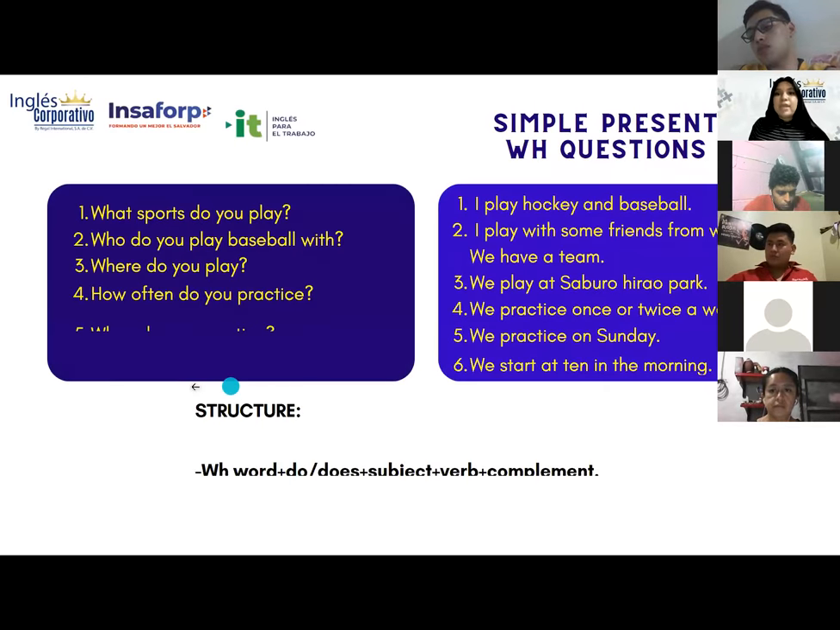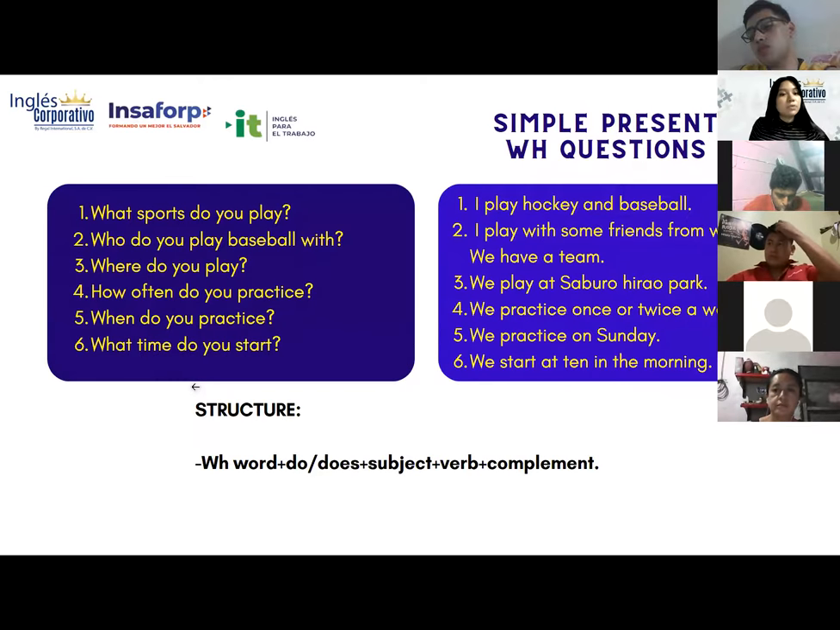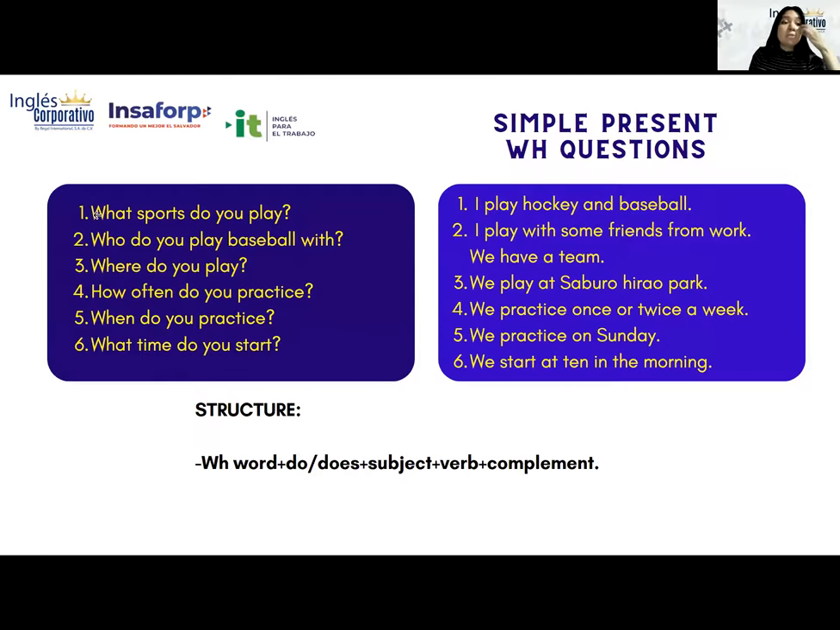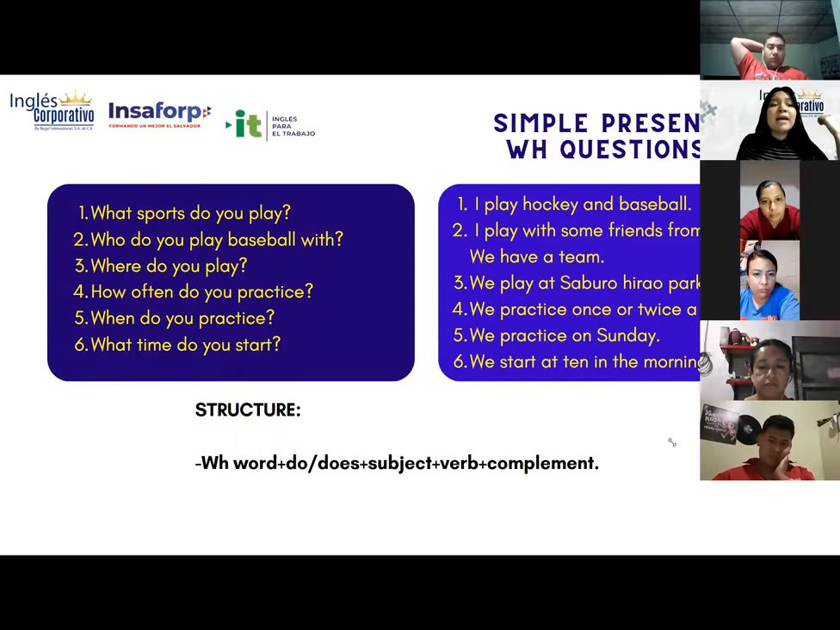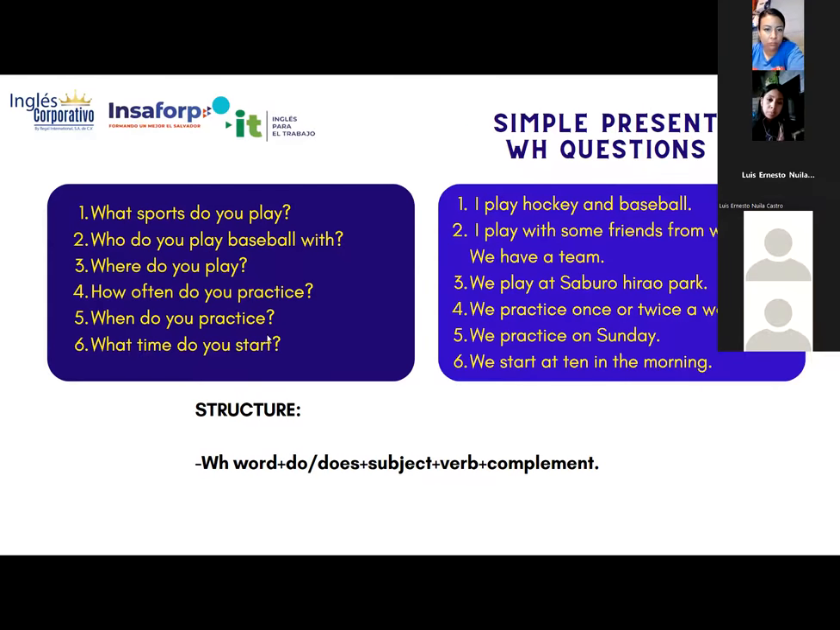Let's move. And we have more examples. Help us reading number one, Marcelo. Number two, Tanya. Number three, Yvette. Number four, Suleyma. Number five, Erika. Number six, Jose. Number one, the question and the answer. What sport do you play? I play hockey and baseball.